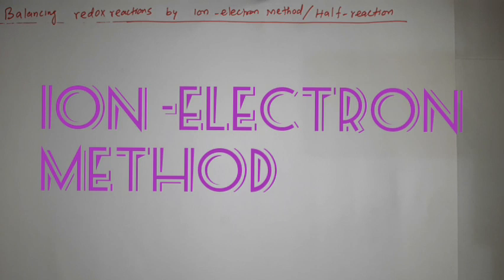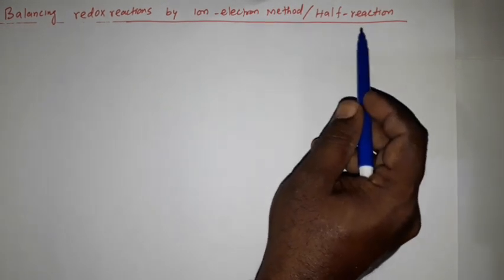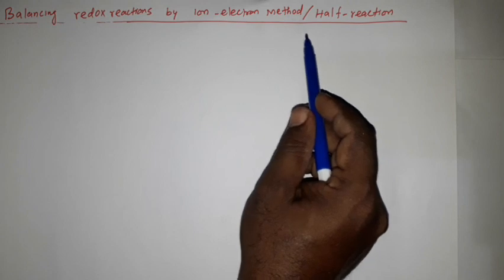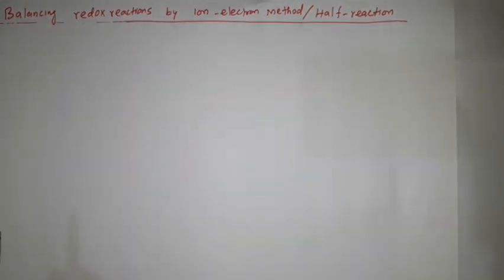In the previous video, we discussed balancing redox reactions by the oxidation number method. Here we are going to balance redox reactions by the ion electron method or half reactions method. Both are the same, ion electron method or half reaction method. First you have to learn some steps. After learning the steps, you can easily balance the redox reactions.